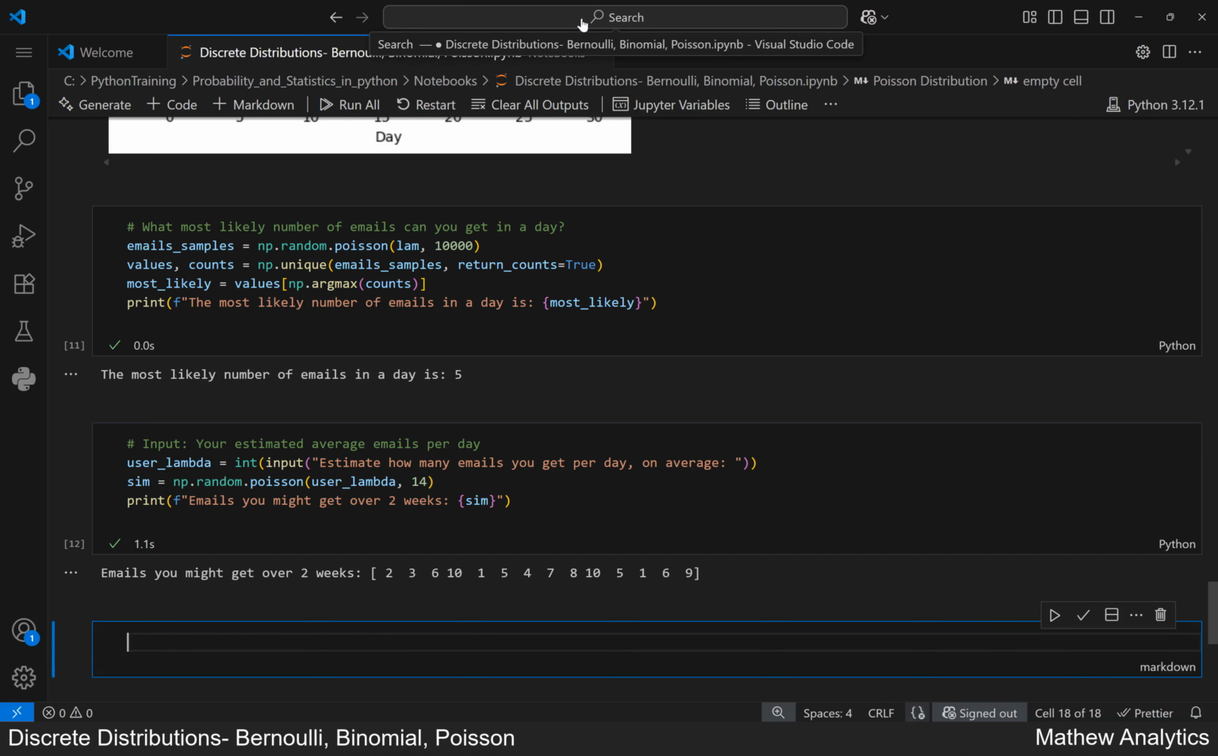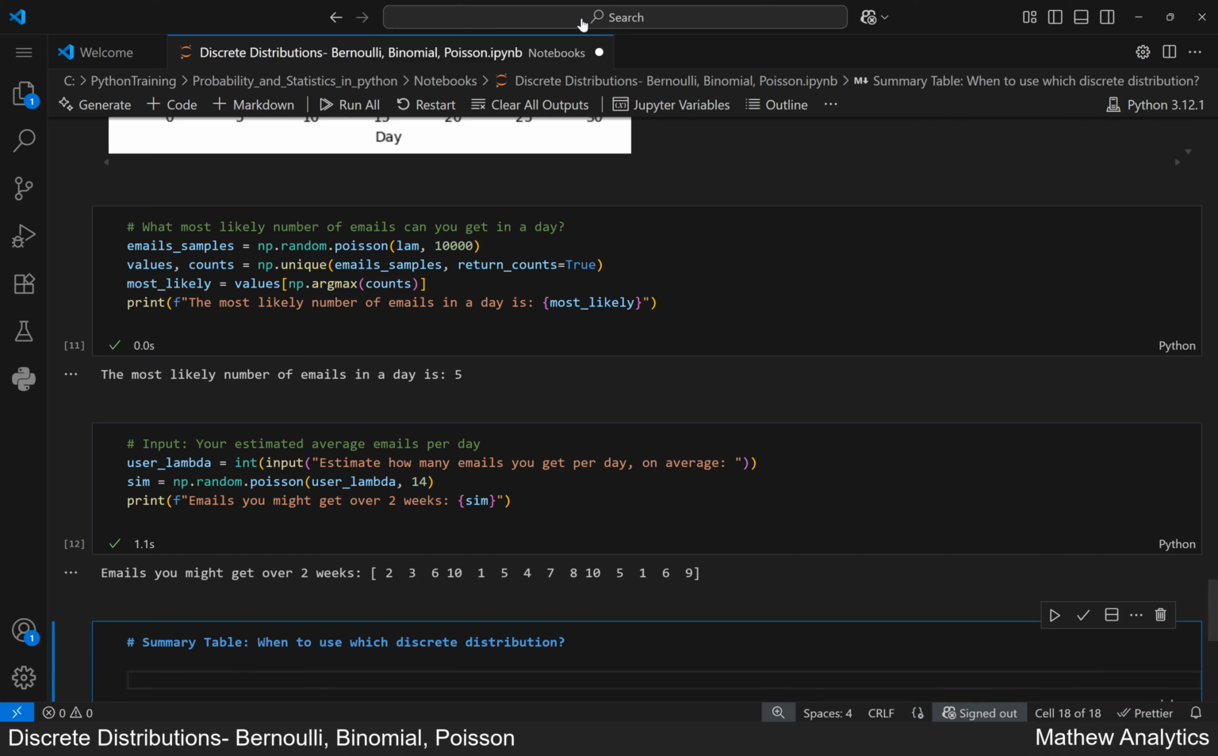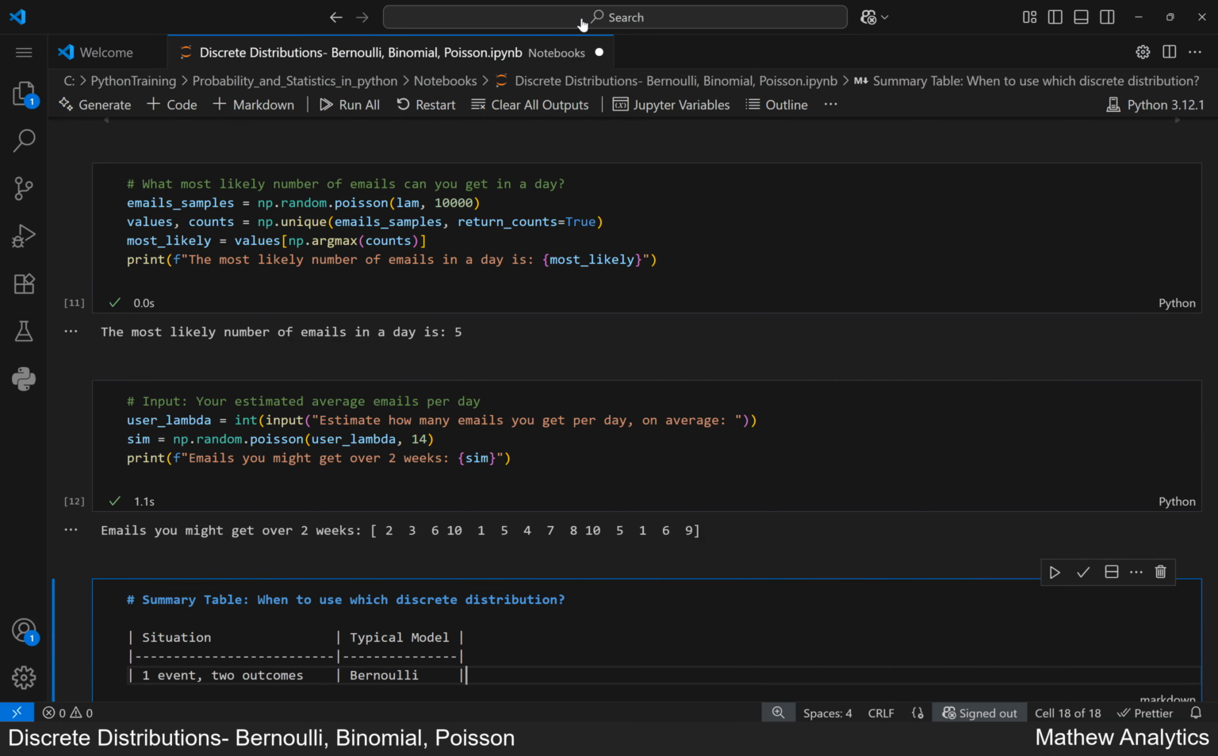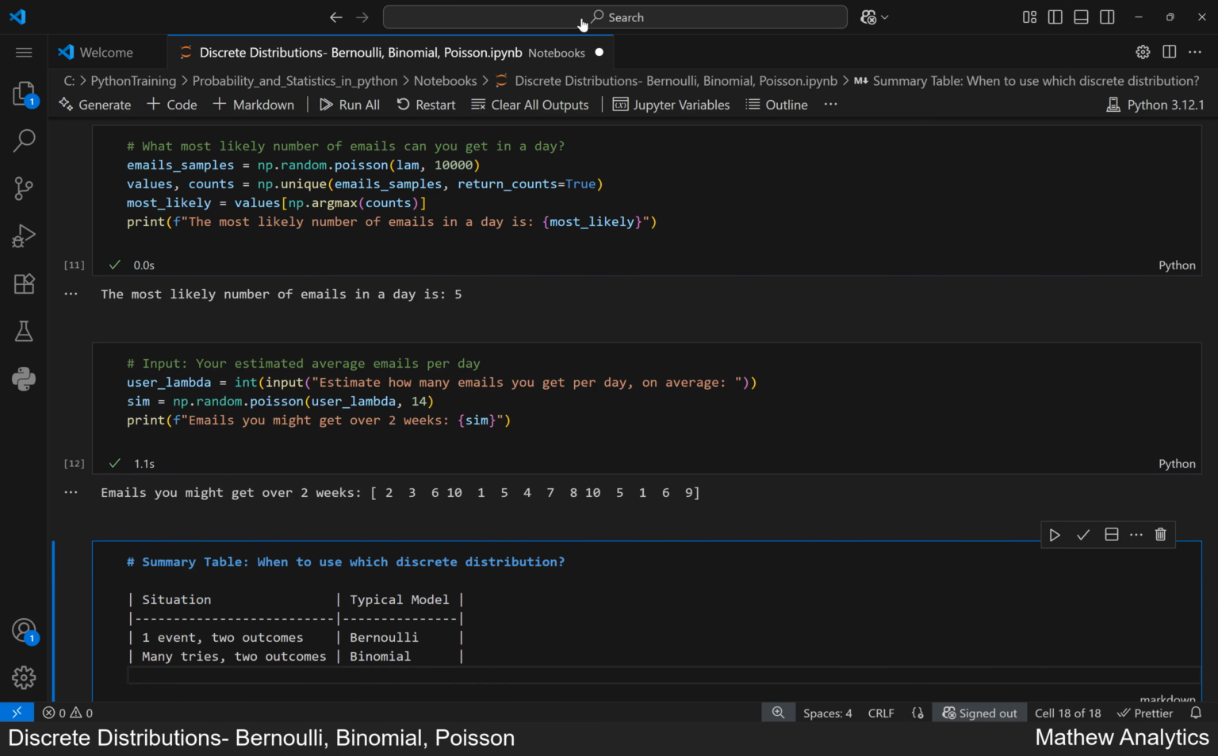Summary table, when to use which discrete distribution. Situation, typical model. 1 event, 2 outcomes: Bernoulli. Many tries, 2 outcomes: binomial. Rare events per interval: Poisson. Running the cell now.